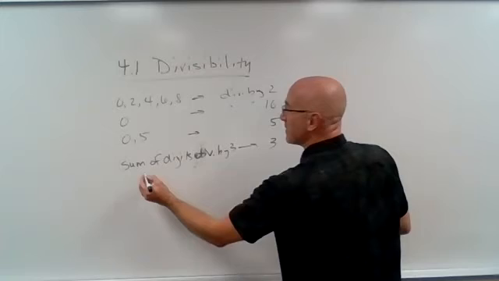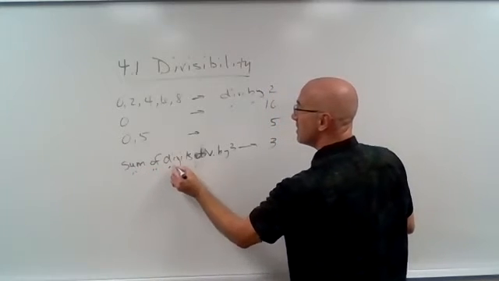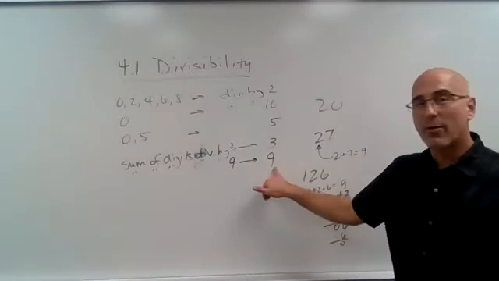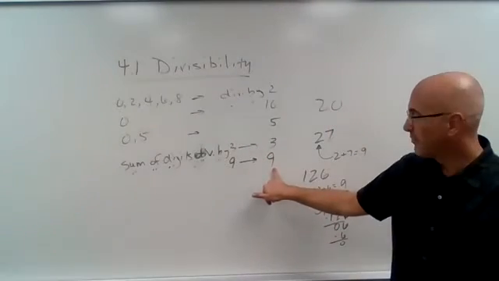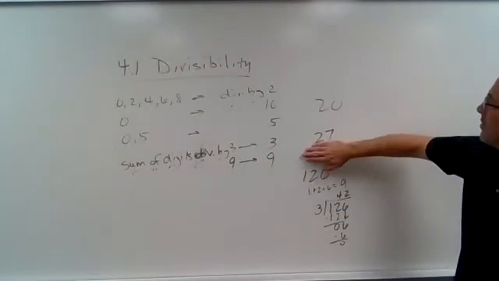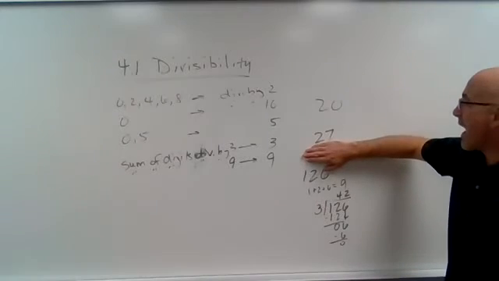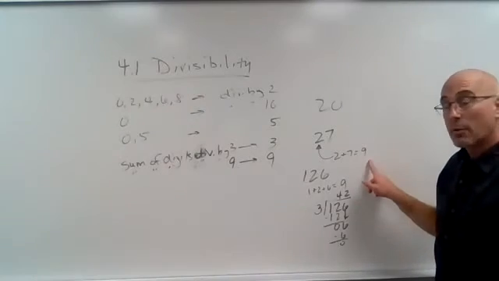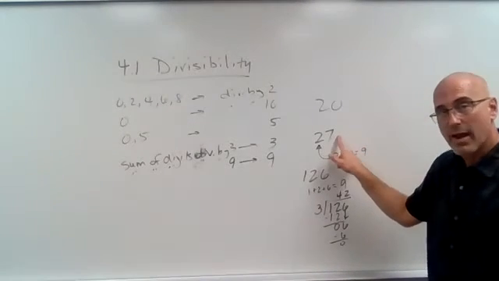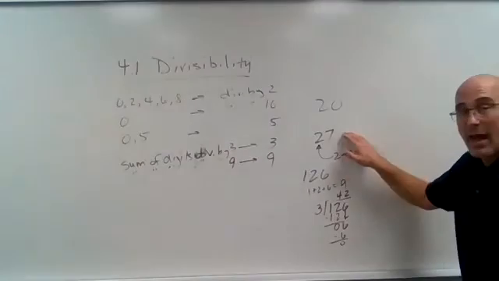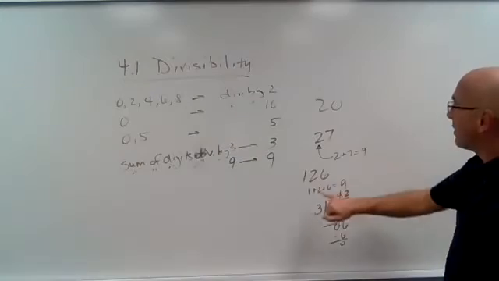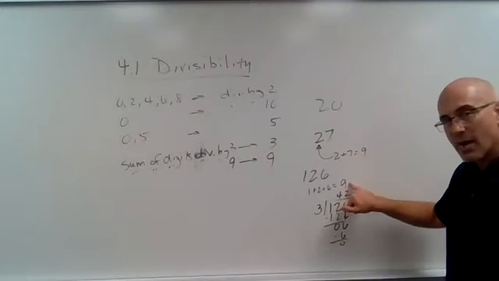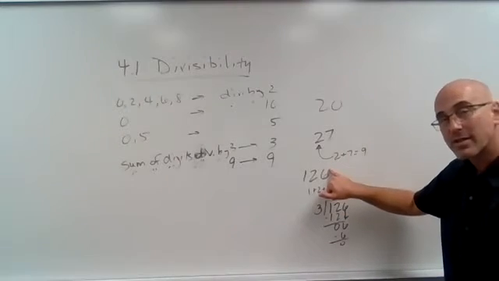Similarly, if the sum of my digits is divisible by 9, my original number is also divisible by 9. Okay, let's take our 27 here. If I add my digits together, 2 plus 7 equals 9. 9 is divisible by 9, so 27 is divisible by 9. And we knew that because 9 times 3 is 27. Now look at this, 126. My 1 plus 2 plus 6 equals 9. So therefore, 126 is divisible by 9.